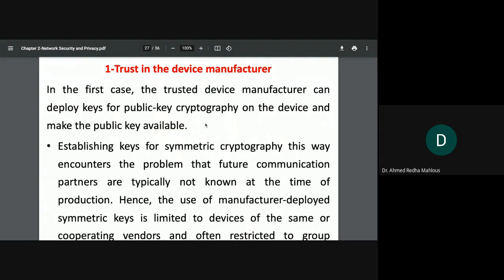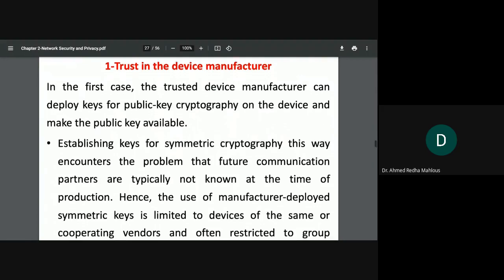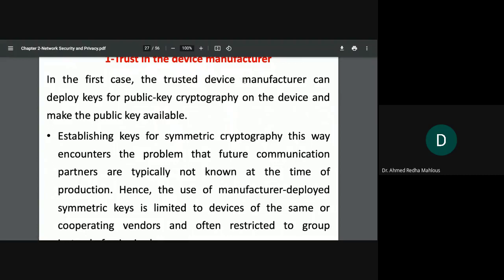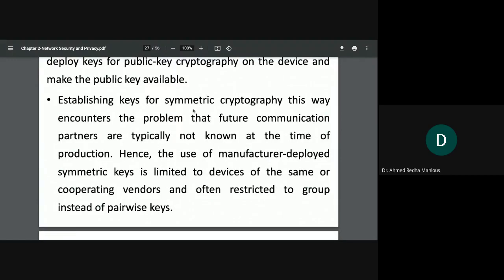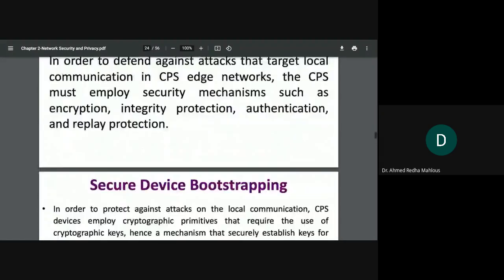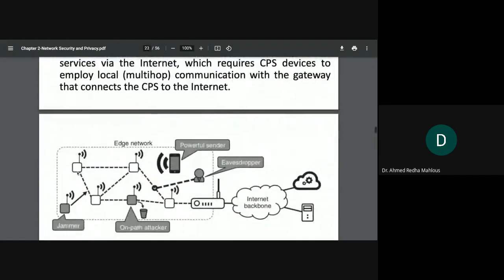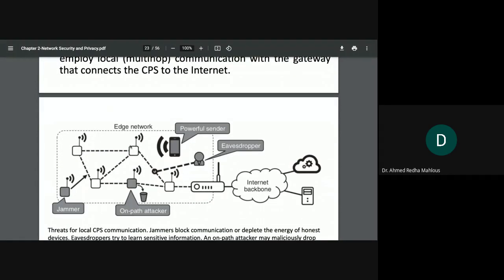So that means when the device leaves the manufacturer, it will have a key embedded within the device itself. And to do symmetric cryptography, we don't have any problem. Why? Because we don't have to do that exchange. We don't have to communicate between each other in order to exchange the key. The key is already embedded. We do have the key already.